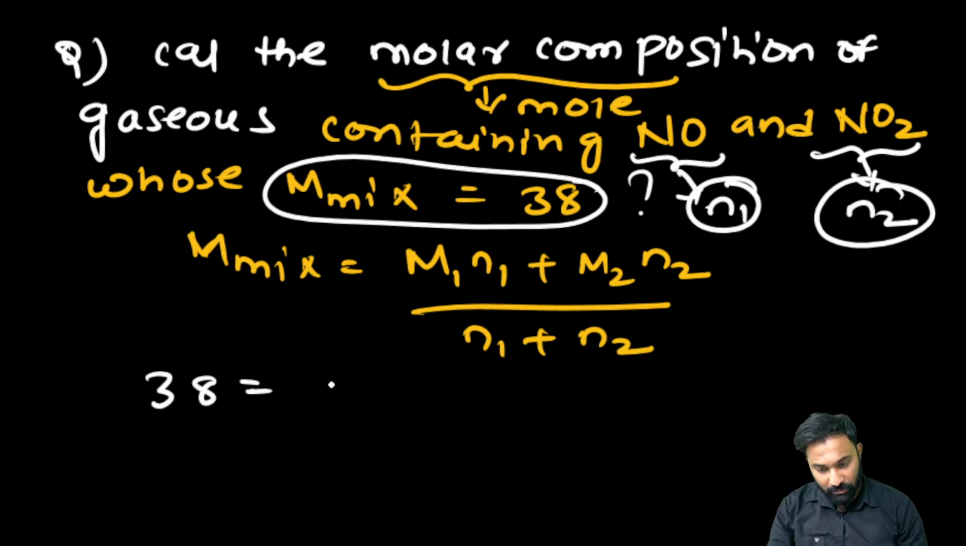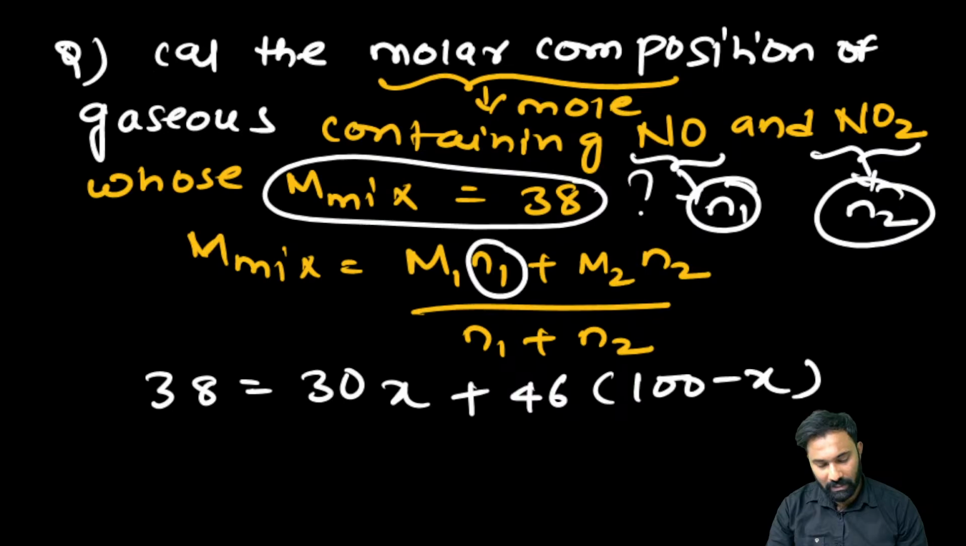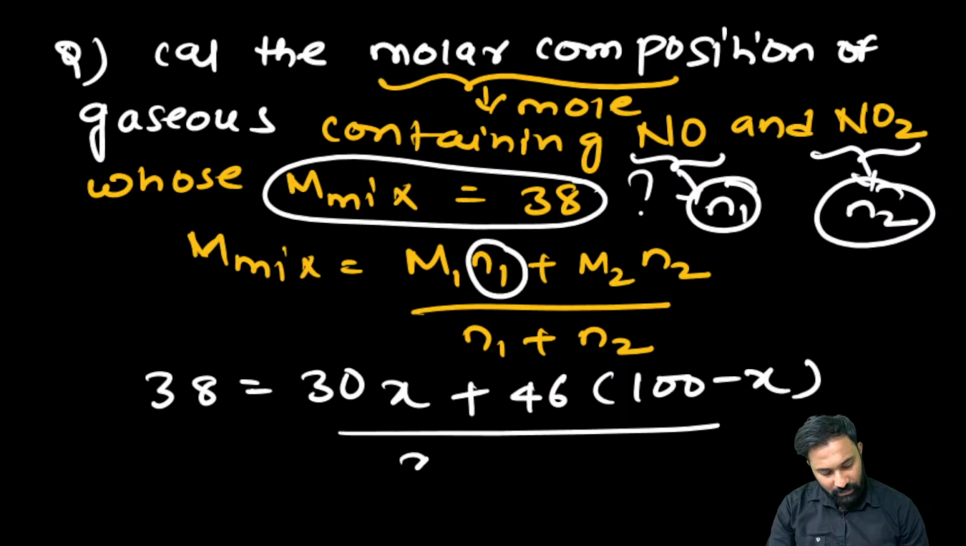Molar mass of the NO, sorry, not N1. NO is 14 plus 16, that is 30, right? And the number of moles is being asked. Take the moles of NO as X. Now molar mass of the NO2 will be 46. If the number of moles of NO is X, then 100 minus X will be the number of moles of NO2, divided by X plus 100 minus X.